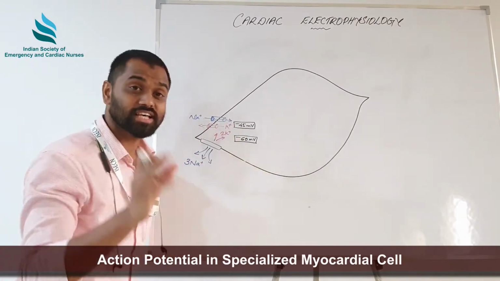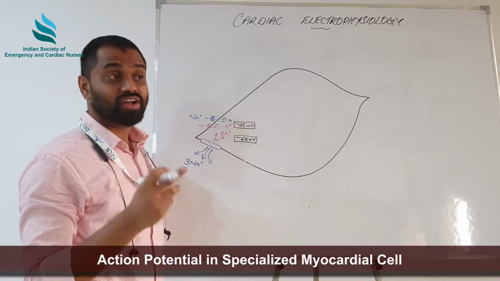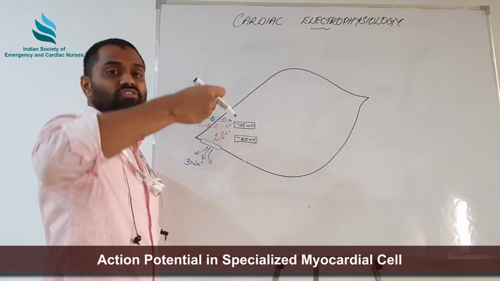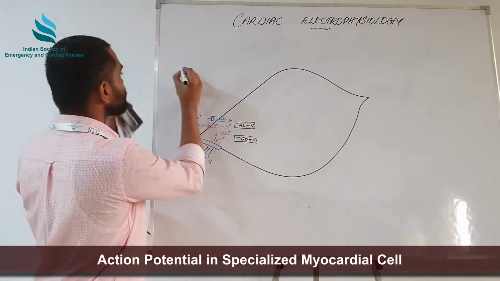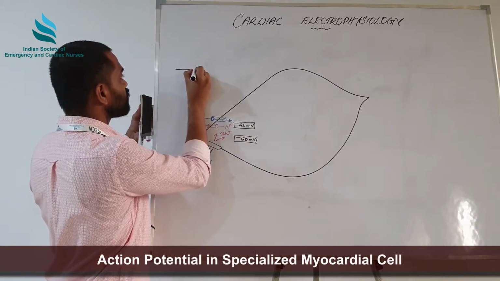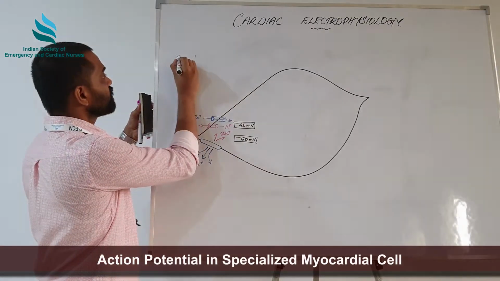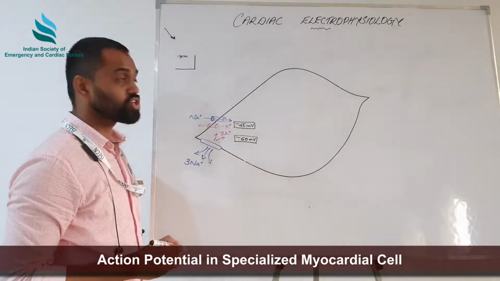And that is a slow process in contrast to contractile myocardium. In contractile myocardium, the rise from resting membrane potential to threshold potential was a fast mechanism. It was minus 90 millivolt and it rose swiftly to minus 70 millivolt when it was stimulated by cationic entry.